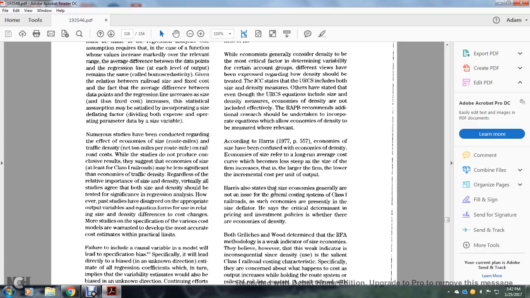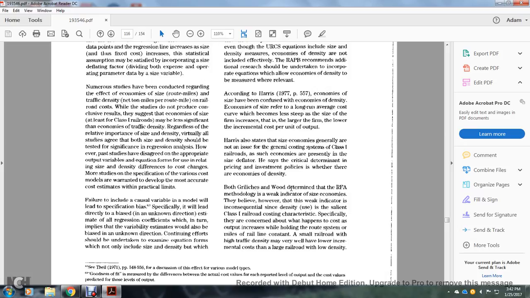Harris also states that economies of size generally, and not just in the general costing system of the Class 1 railroads, are critical determinants of pricing and investment policies. Whether they are economies of density, the bulk relative to the route, determines whether the railroad Form A methodology is a weak indicator of economies of size.